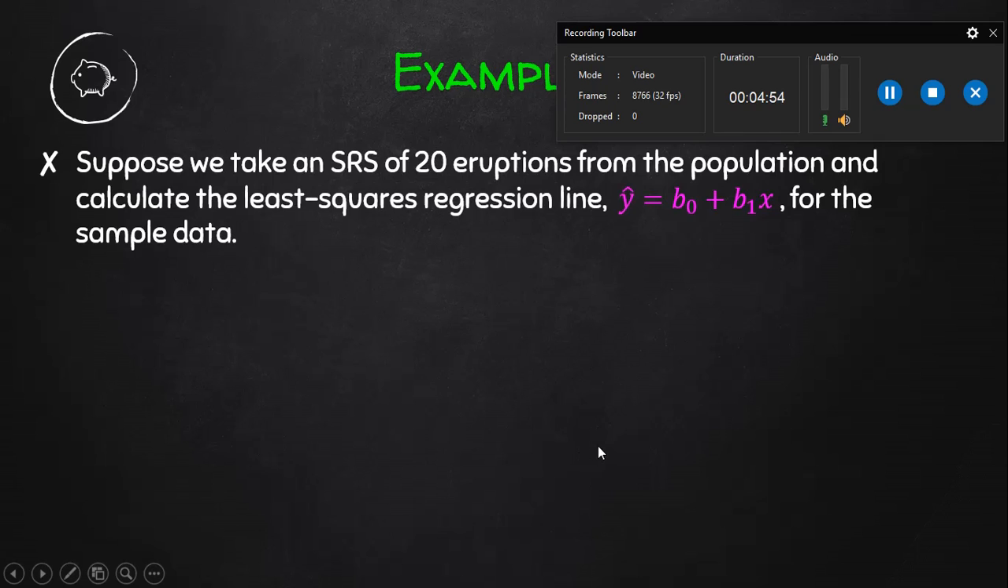So what if instead of looking at all 222 eruptions, we take simple random samples of 20 eruptions at a time from that population of 222, and each time we calculate the least squares regression line, and we'll stick with what we know for now.